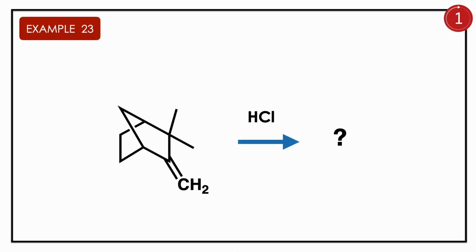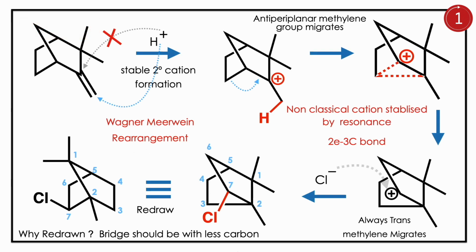Then the next example, you have a bicyclic system with an alkene in the side chain, and two methyl groups. You are reacting with HCl. You should find what will be the final product. You have an alkene in the system, H plus attacks. You have stable secondary cation formation, not the primary. The cation formed is stabilized by the anti-periplanar methylene group. So a non-classical carbocation forms, it stabilizes.